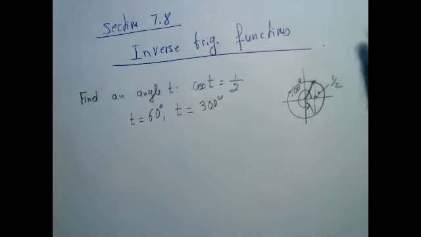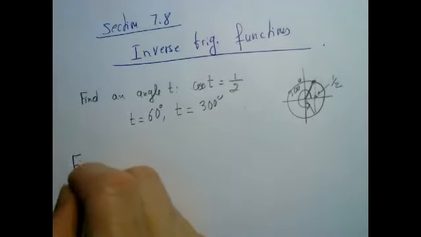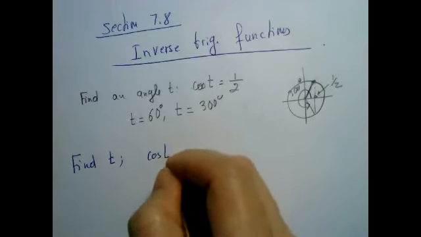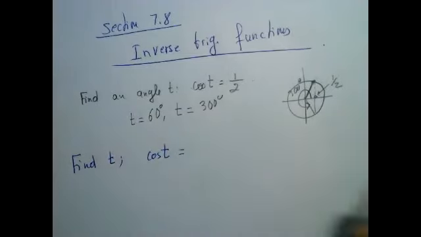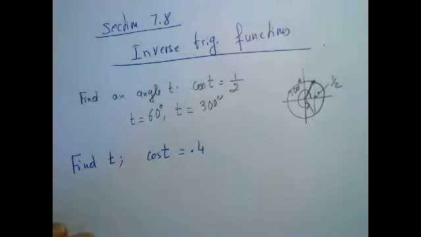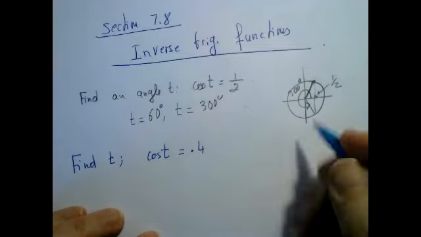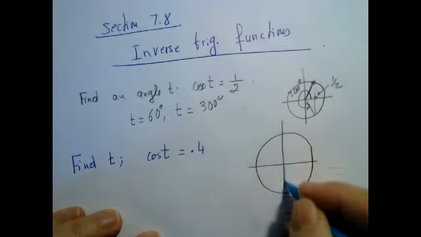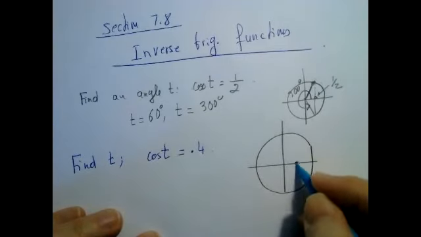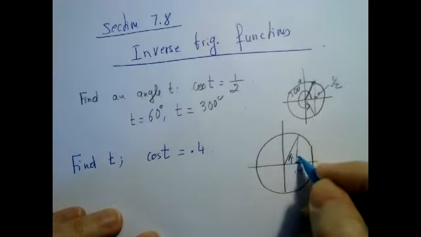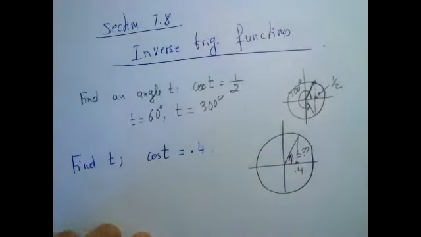But now the question is, suppose I ask, find an angle t such that the cosine of t is nothing special, like 0.4, for example. How can I find an angle? So now the question becomes how to find an angle. That's the cosine, that's 0.4 right here. And the question is how to find this. That's really my question.